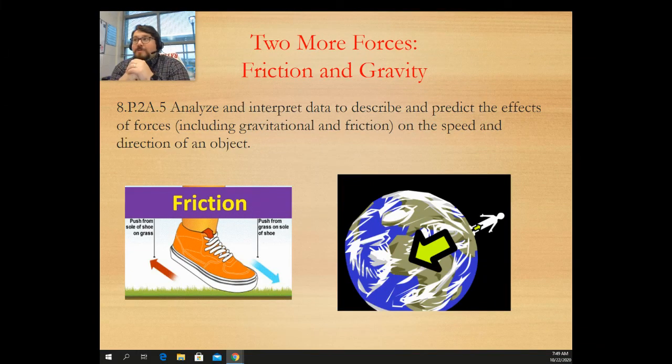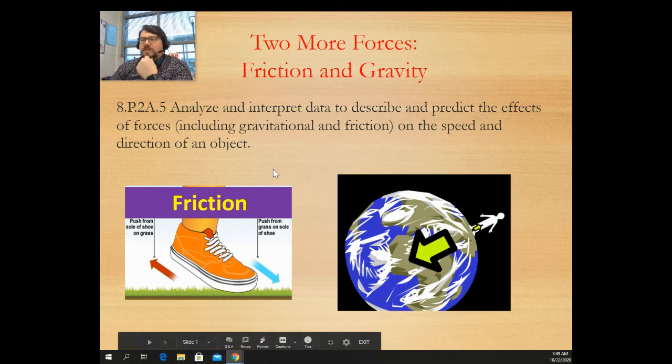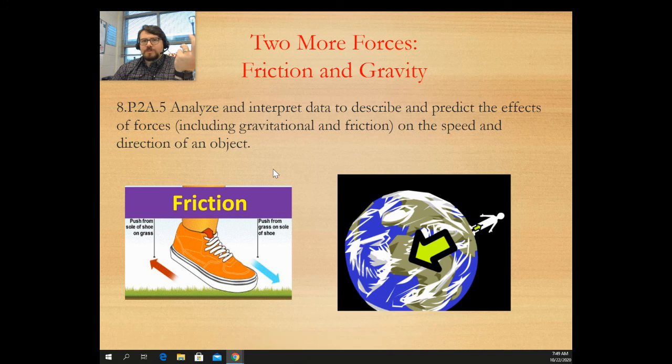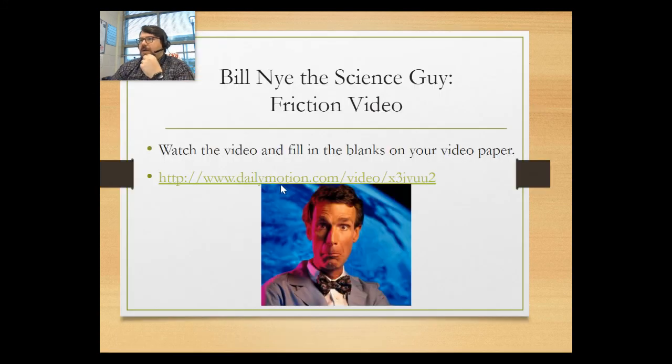Hey y'all, today we're going to be talking about friction and gravity. It comes from indicator 8P2A5, which says to analyze and interpret data to describe and predict the effects of forces, including gravitational and friction, on the speed and direction of an object. So basically, how does gravity and friction affect how things move or don't move for that matter?